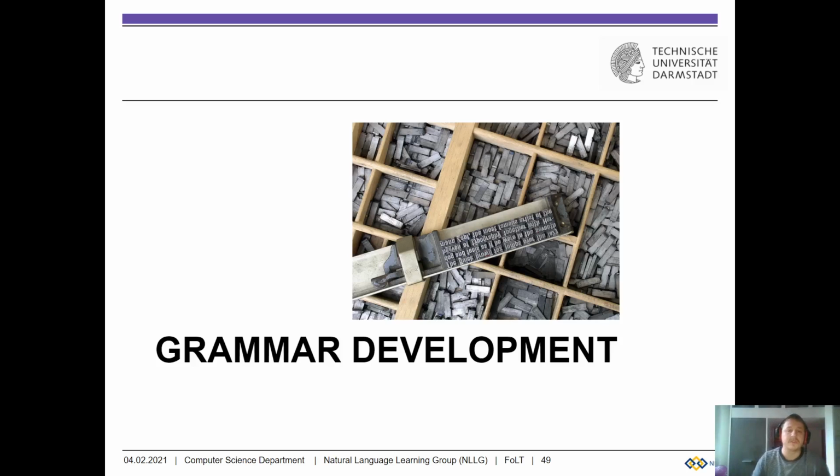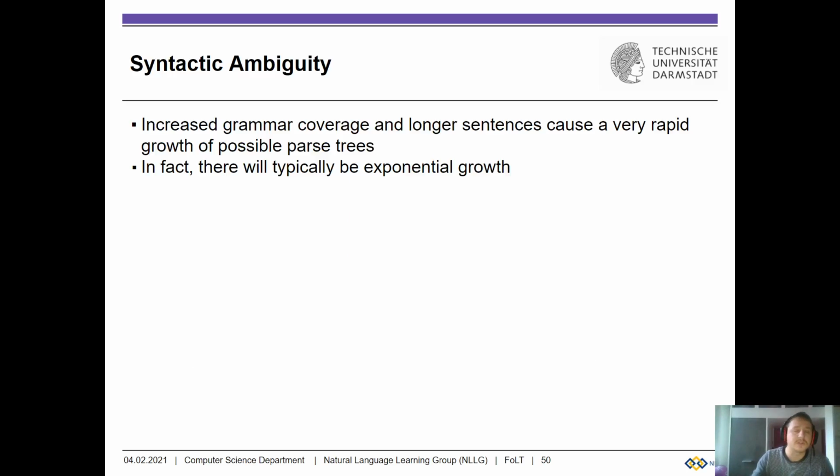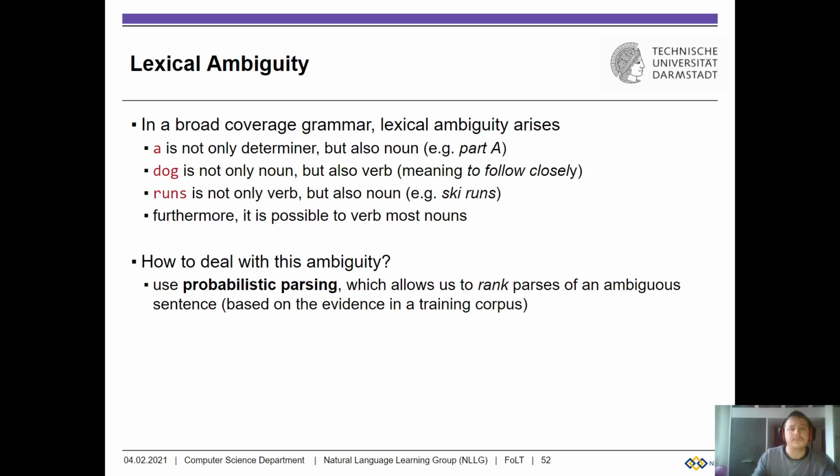Okay, let's finish up with a brief outlook on grammar and historical grammar development. So one big problem in grammatical analysis and syntactic analysis is that if you have a high quality and high coverage grammar, that means it really covers many phenomena of your language, such as English, and in addition you have very long sentences, then you will have very, very many different possible parse trees for each input sentence. In fact, the growth may even be exponential in the length of the input sentence. So this is because of ambiguity.